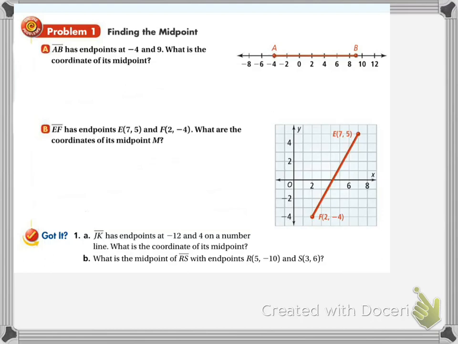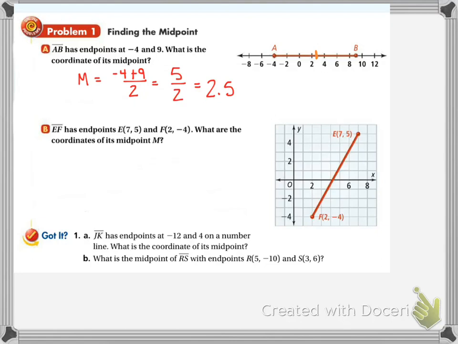Line segment AB has endpoints at -4 and +9. What is the coordinate of its midpoint? So to find midpoint, when we're just dealing with a number line, the midpoint equals the two values added together, -4 plus 9 divided by 2. -4 plus 9 is 5, divided by 2, which is 2.5. So the midpoint of this segment over here is at 2.5. Okay.